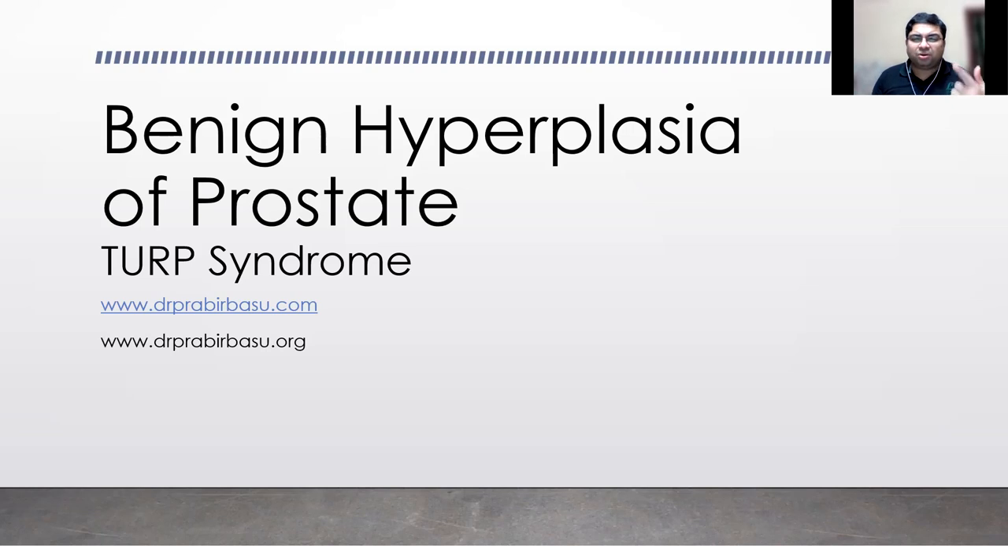It is an increase in the number of the cells. This can happen because there is increase in the proliferation of the cells. To begin with, we have the stromal proliferation. Later on, the glandular proliferation occurs. And second, there is lack or stoppage of apoptosis, the programmed cell death. So the old cells are also there, and the new cells are also being produced. So ultimately, we have what is known as benign hyperplasia of the prostate.